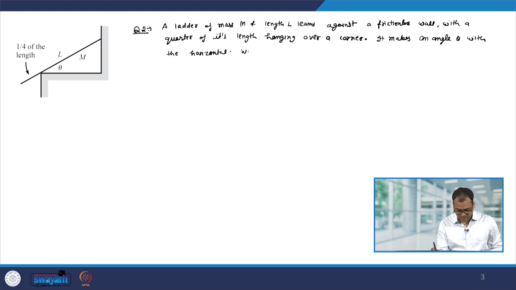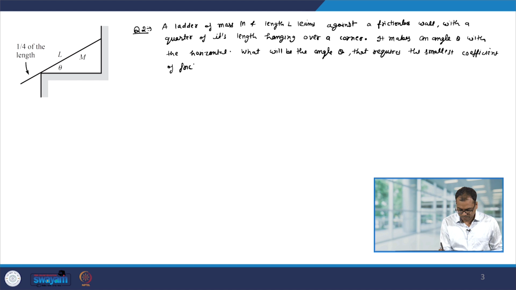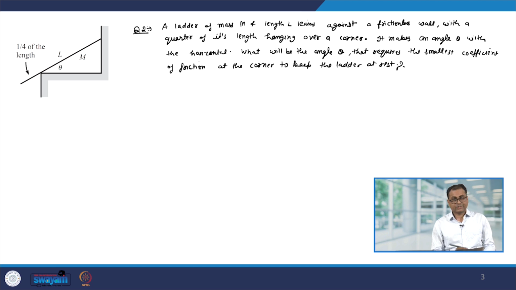and in the question it has asked what will be the angle theta that requires the smallest coefficient of friction at the corner to keep the ladder at rest. So, we have to find out the smallest value of mu, and from there we have to find out what is that angle theta.